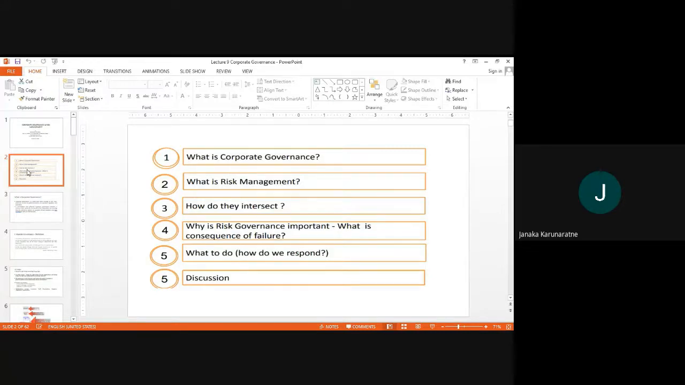So ultimately we can combine the two and say risk governance is important. And what is the consequence of failure? How do we respond to them, or what do we do? That is the basic overview of this particular session today.